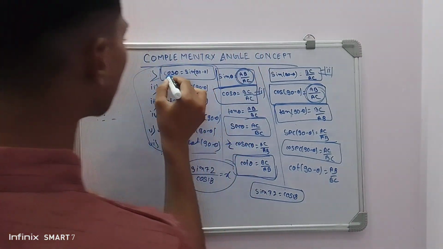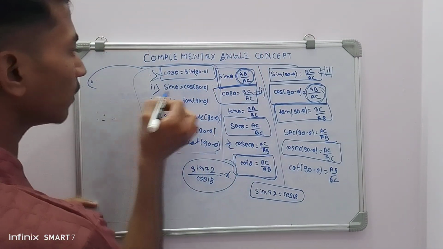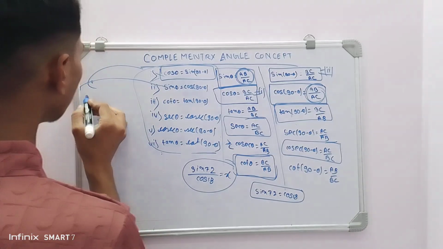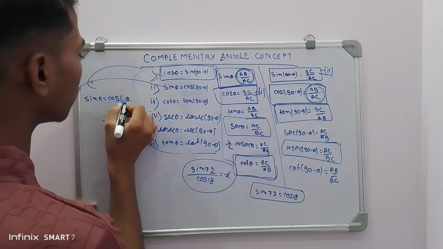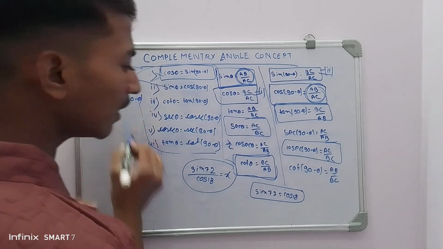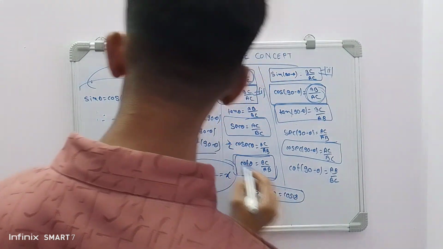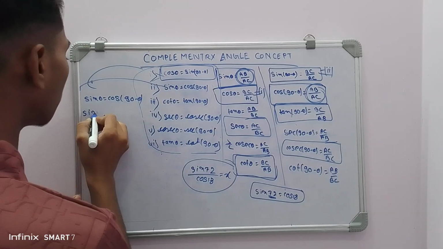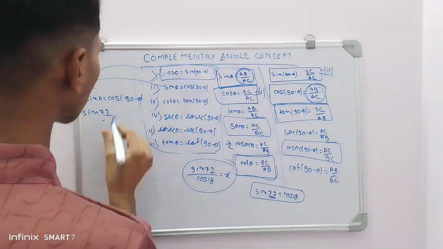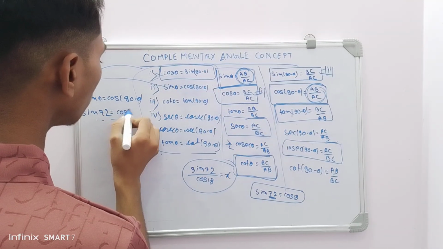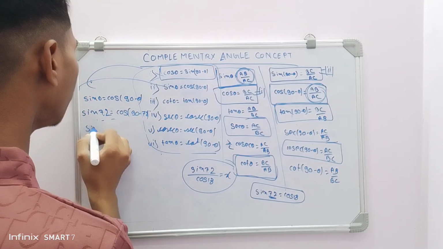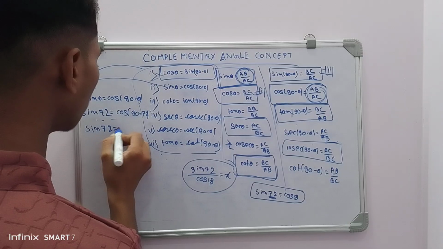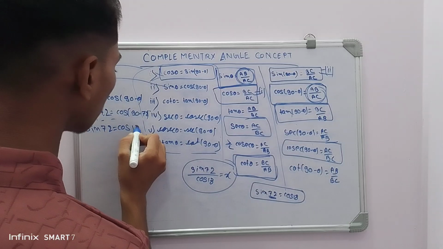So use the identity like this. Let's suppose we have an identity like this: sine of theta is equal to cos of 90 minus theta. And let's suppose we have theta as 72. So let theta be 72. So this side is going to be sine of 72 and this side is going to be cos of 90 minus 72. And from here you will get sine of 72 is equal to cos of 18.